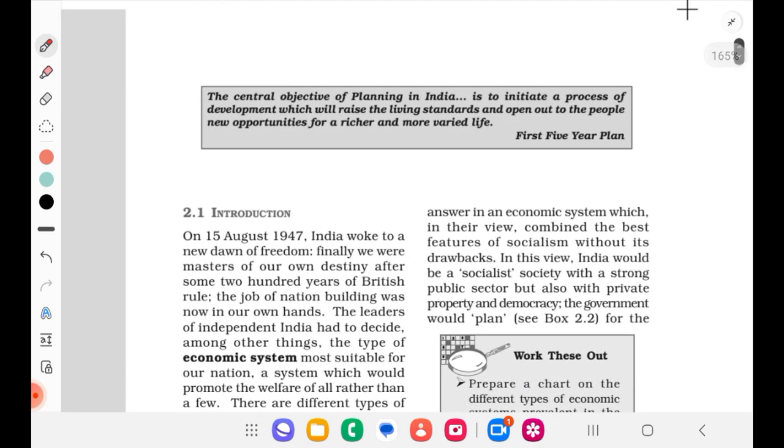The central objective of planning in India is to initiate a process of development which will raise the living standards and open out to the people new opportunities for a richer and more varied life. First 5-year plan.